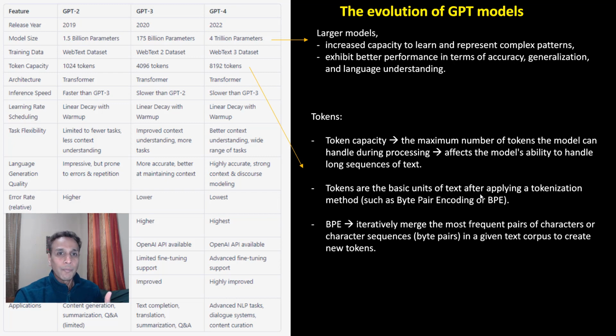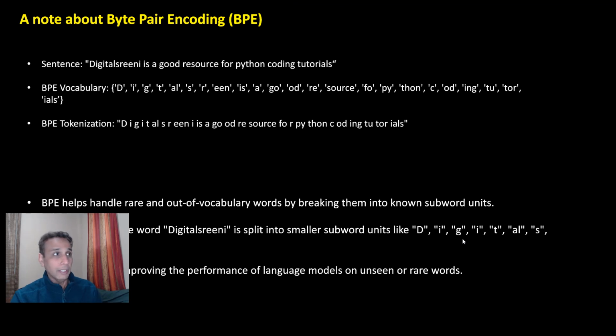It can be a word, but it can be part of a word, because BPE, or byte pair encoding, I know it actually does part of the word. I have an example in the next screen to give you an understanding of what byte pair encoding is. The way it works is it iteratively merges the most frequent pairs of characters. So let's jump in. If you have a sentence like this, Digital Srini is a good resource for Python coding tutorials, which is an absolute fact. I know you guys know that.